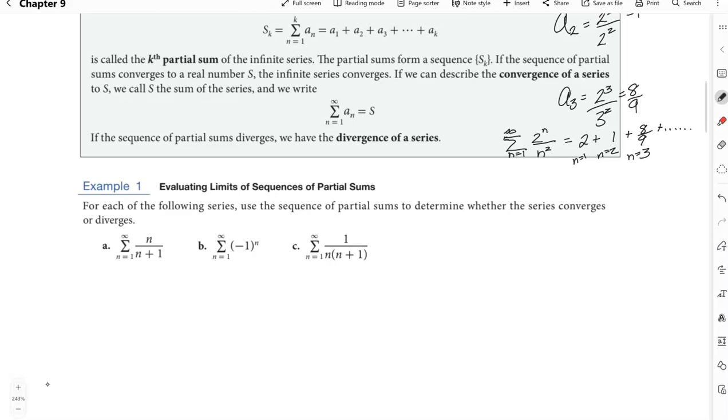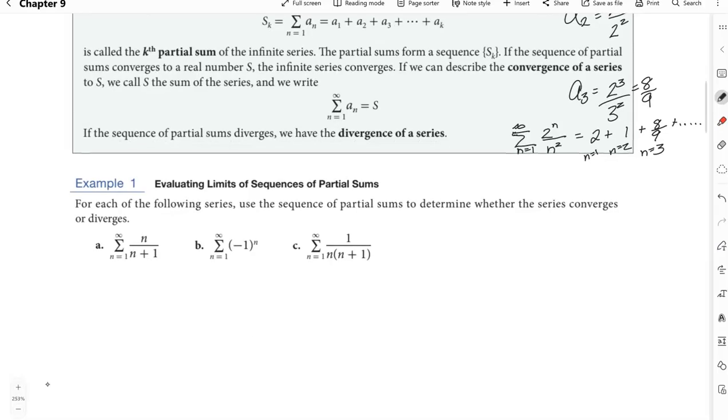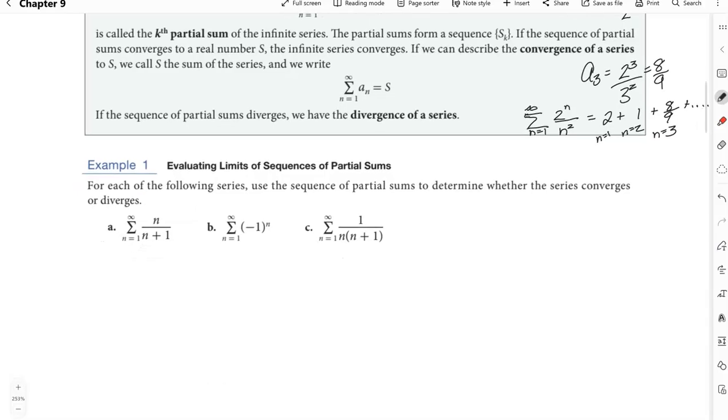So for each of the following series, let's use the sequence of partial sums to determine whether the series is going to converge or diverge. That first one, we're looking at the sum from n equals 1 to infinity of n over n plus 1. So let's look at some partial sums. I'm going to use a capital cursive S, and this notation in the curly brackets to talk about these partial sums. So this is part A. If I plug in 1, then I'm going to end up with 1 over 1 plus 1, which is 1 over 2.